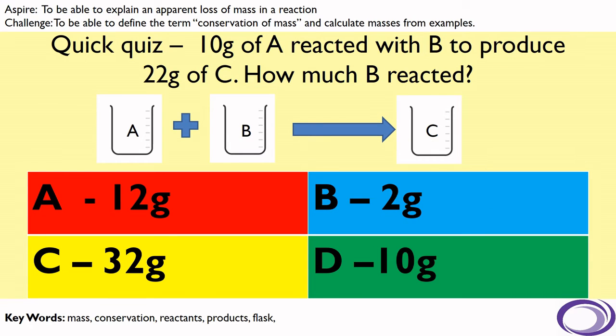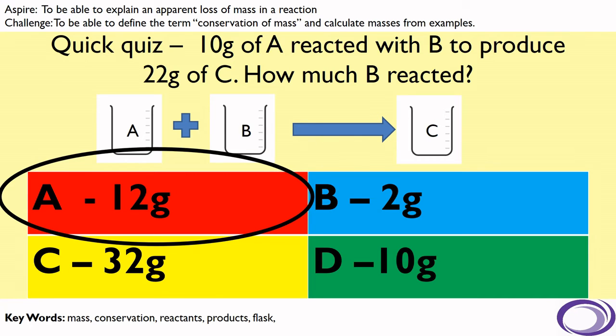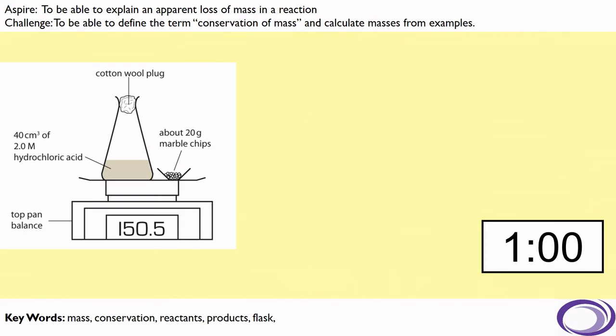Next one, 10 grams of A reacted with B to produce 22 grams of C. How much B reacted? Was it A, 12 grams, B, 2 grams, C, 32 grams, or D, 10 grams? And the answer was A, 12.